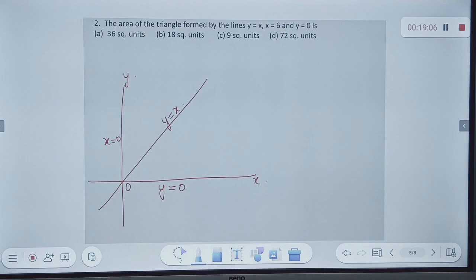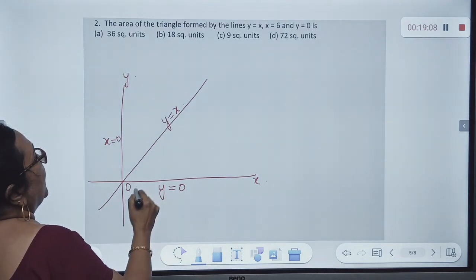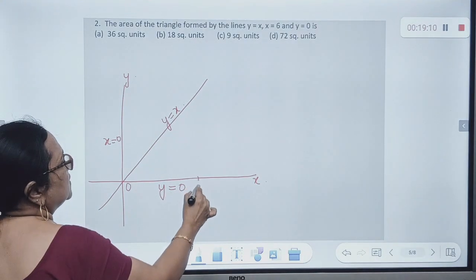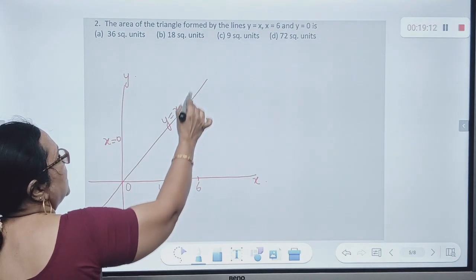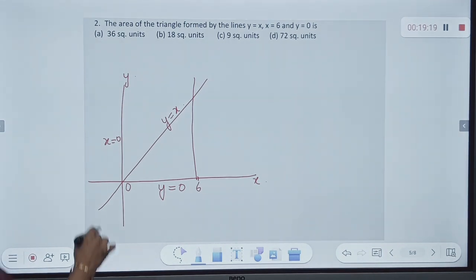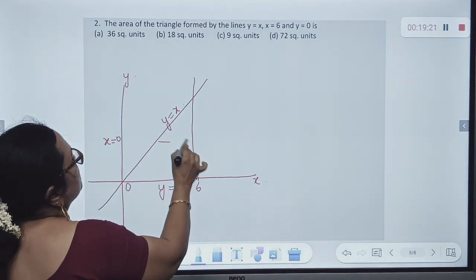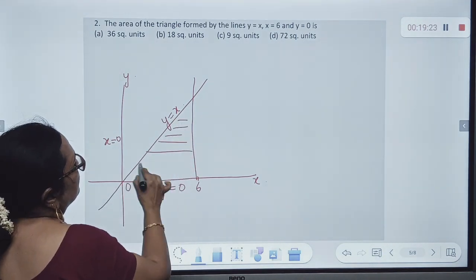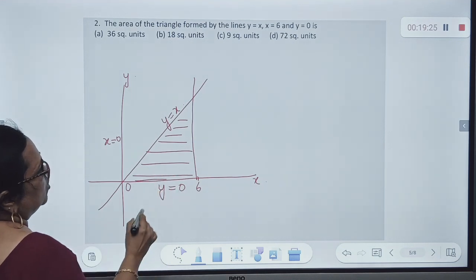And then what is the line? X equal to 6. If this is 6, x equal to 6 is a line which is parallel to the y-axis. Okay. So we want to find the area of this triangle. So what is the area?